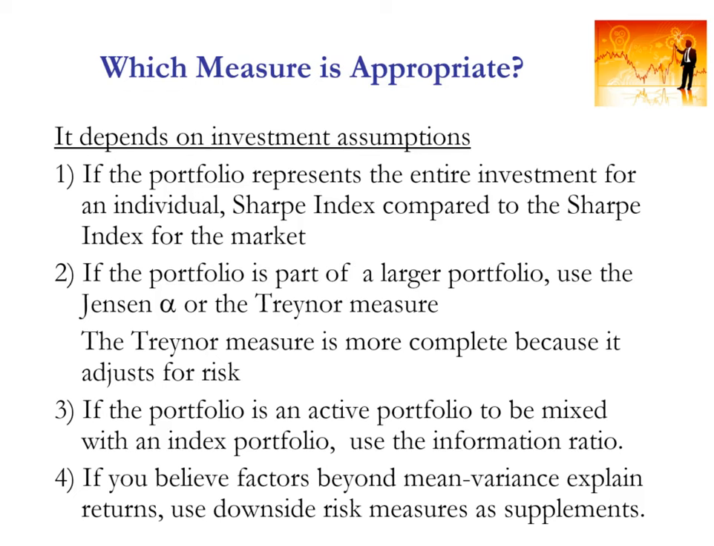Or alternatively, if you're an investor who has a utility function whereby factors other than mean variance might be relevant in terms of your evaluation of returns, in particular if you're concerned with the higher moments and skewness, then you might want to use downside measures of risk as supplements. So you might consider the Sortino ratio or the risk-adjusted return on capital. Important to note, though, that these measures are often used as supplements as opposed to standalone measures of portfolio evaluation.